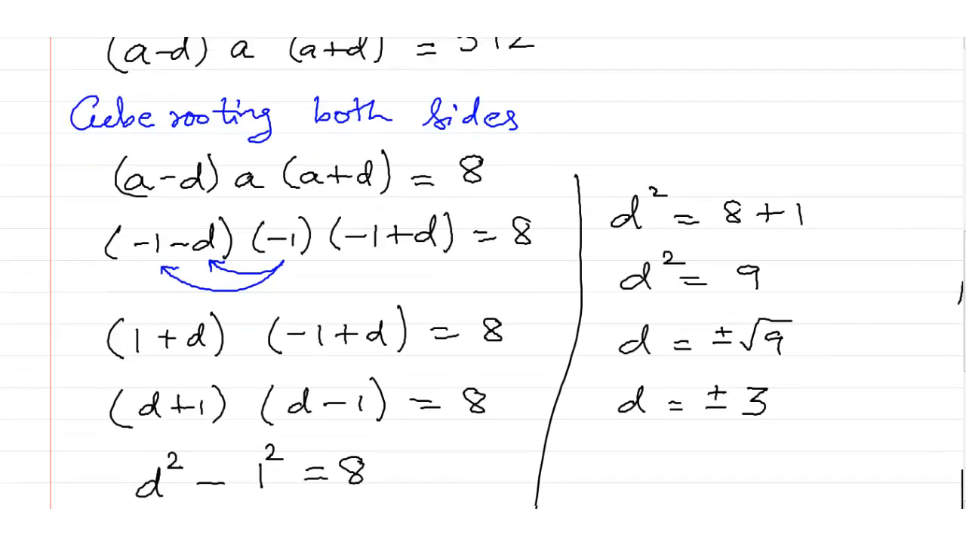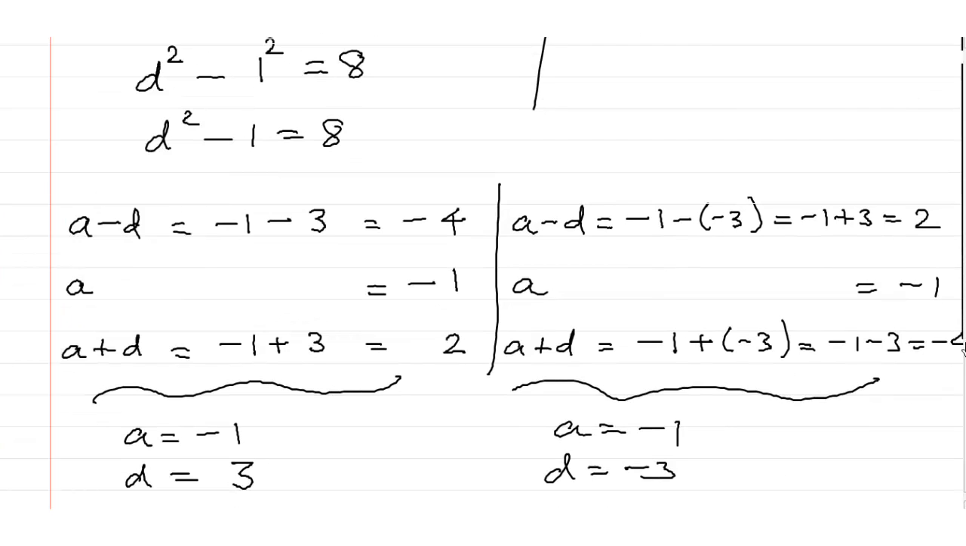So in either case, we get the same answer. The AP could be minus 4, minus 1 and 2, or 2, minus 1 and minus 4.